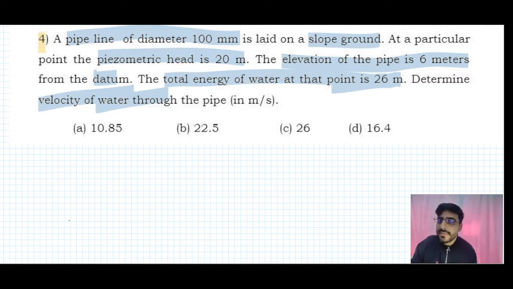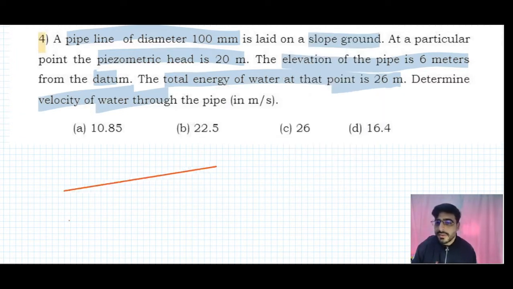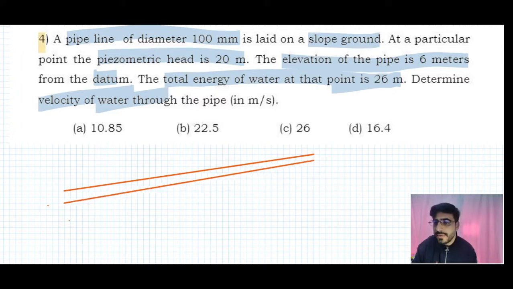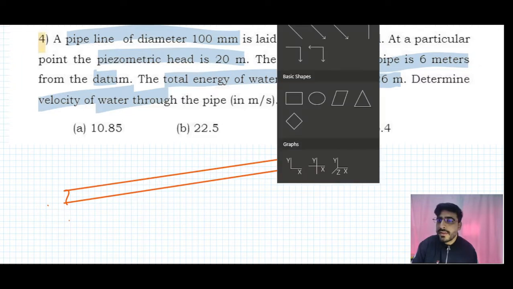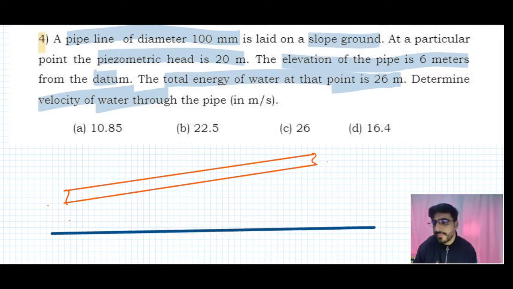This is a very basic problem, and to understand this, let me just draw a figure for it. So we have a pipeline like this, laid on a slope having diameter 100 mm. So this is our pipe. Also, let me place a datum line. Okay, so this will be our datum line.